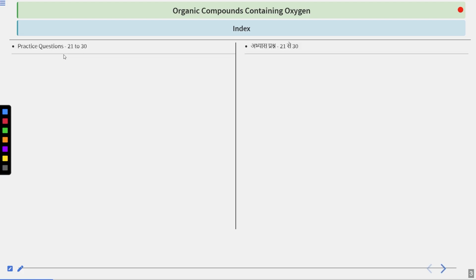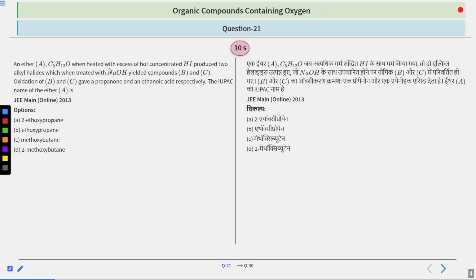Practice questions from 21 to 30. So we will see some practice questions. Let's start with our first question. An ether A, C5H12O, when heated with excess of hot concentrated HI, produced two alkyl halides, which, when treated with NaOH, yielded compounds B and C.